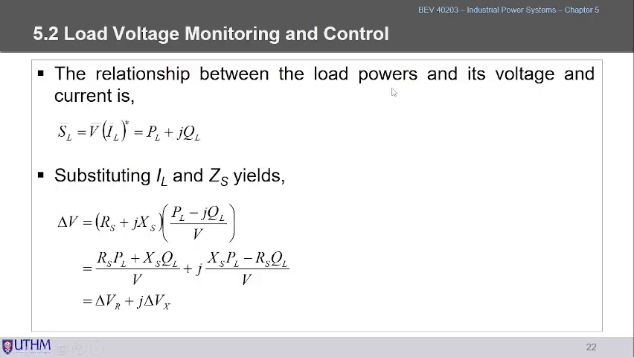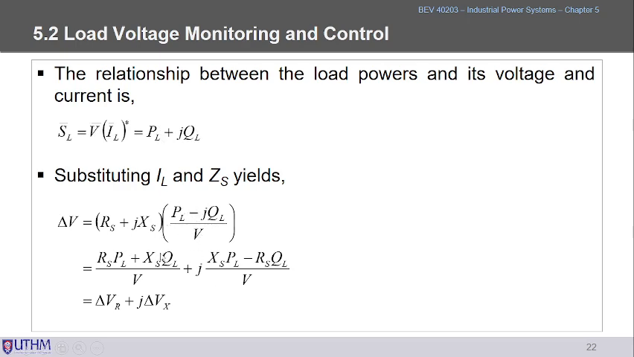So the relationship between the load power and its voltage and current is, as you have learned in power systems, S equal to VI conjugate. Don't forget the conjugate here, and it is equal to the load power. If we substitute IL and ZS, because previously we have ZS equal to RS plus jXS, into del V, del V is equal to IL times ZS. IL is taken from here: IL is equal to PL minus jQL, because the conjugate becomes minus, divided by V. So this is IL.